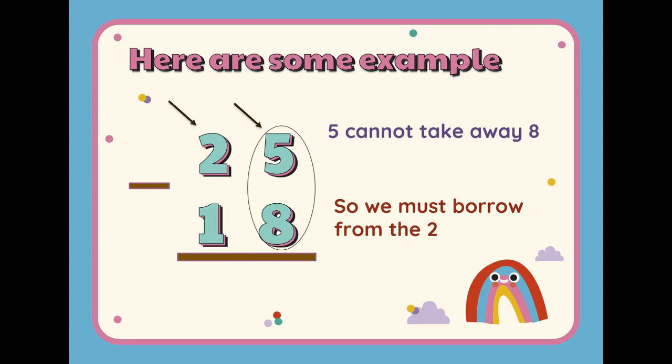So 5 plus 10 is equal to 15, and 2 will become 1. So now we can subtract 15 and 8. 15 minus 8 is equal to 7. And 1 minus 1 is equal to 0, so we do not need to write 0 on it.